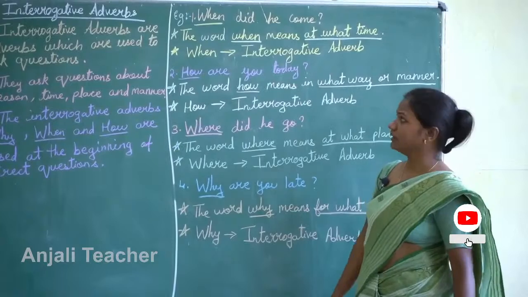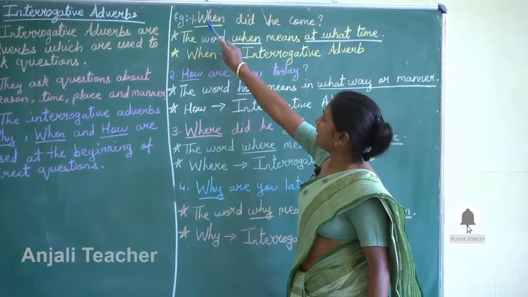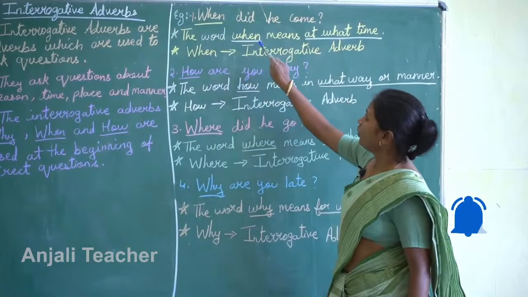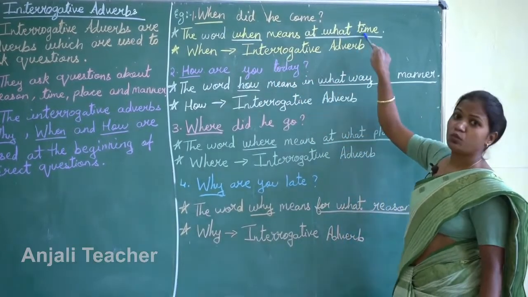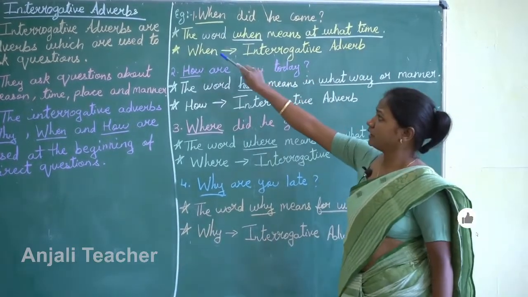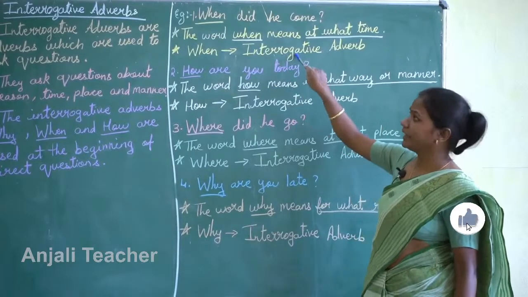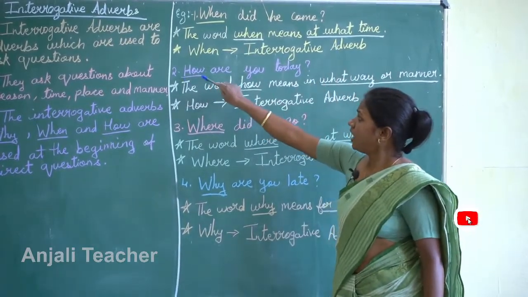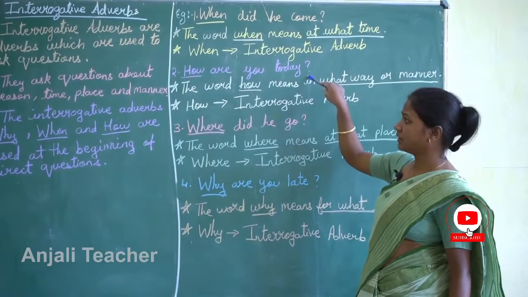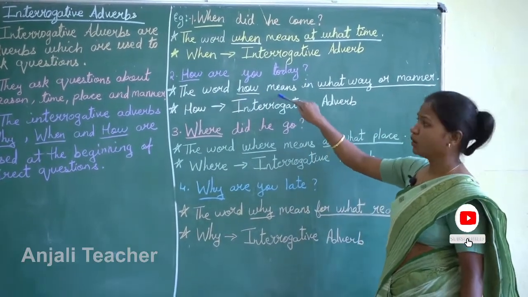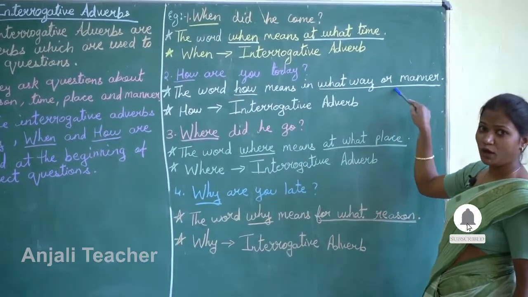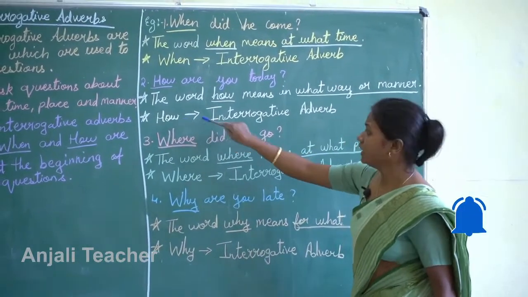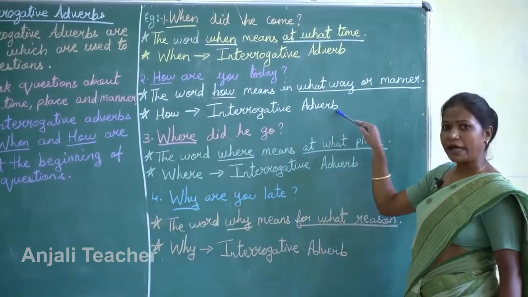Let's see the examples. The first one, when did he come? The word when means at what time. Here when is the interrogative adverb. Second one, how are you today? The word how means in what way or in what manner. So here how is the interrogative adverb.